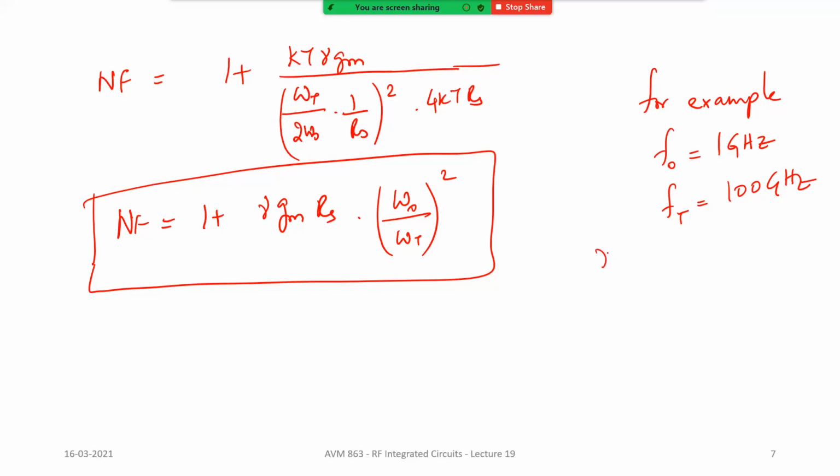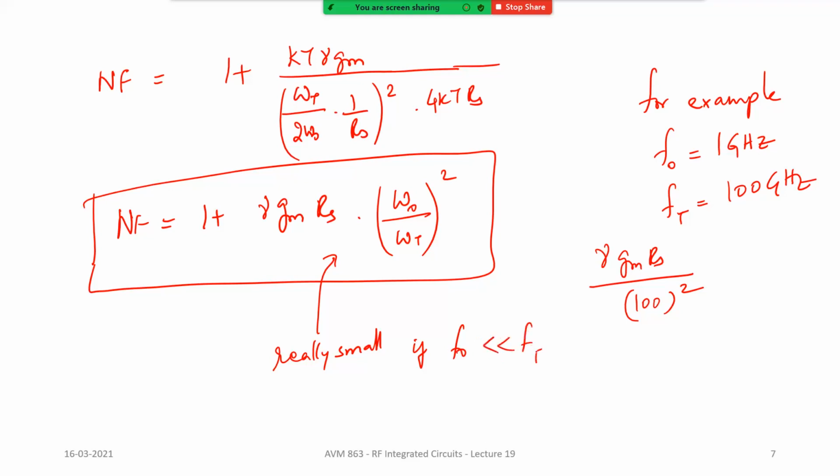Now, what happens? This term gamma GM Rs is multiplied by a factor of 1 by 100, the whole square, right? Which means this term becomes really small if Ft is much greater than F naught. So, the farther you are away from Ft, the lower the noise figure. So, what is the moral of this whole story? You can get very good noise figure with this topology.